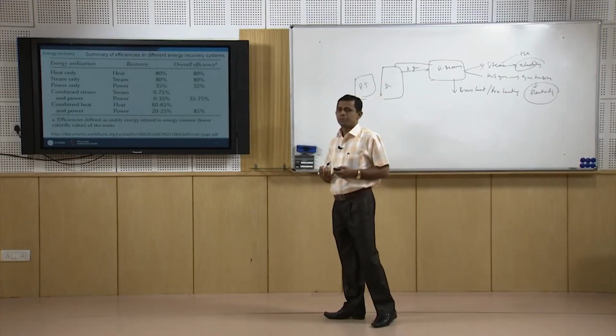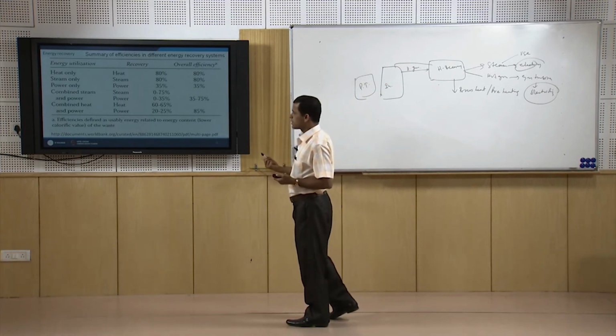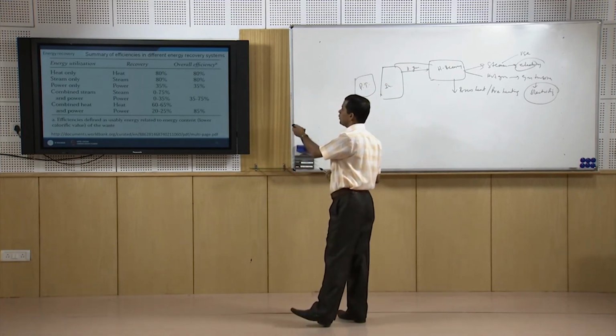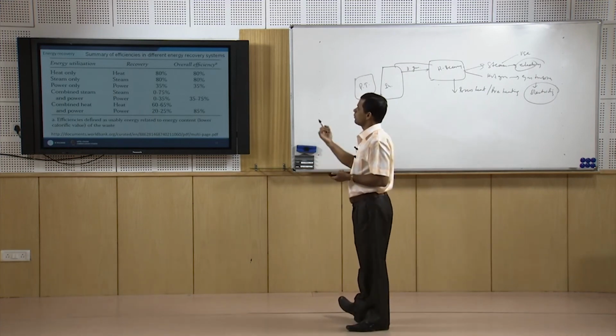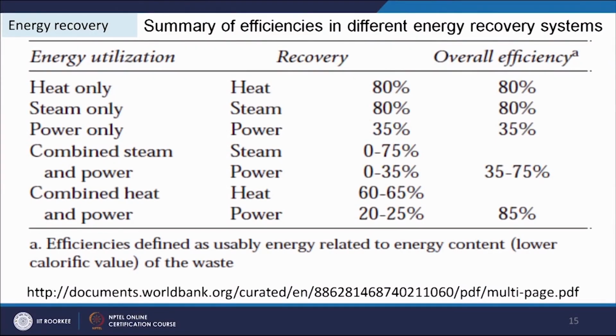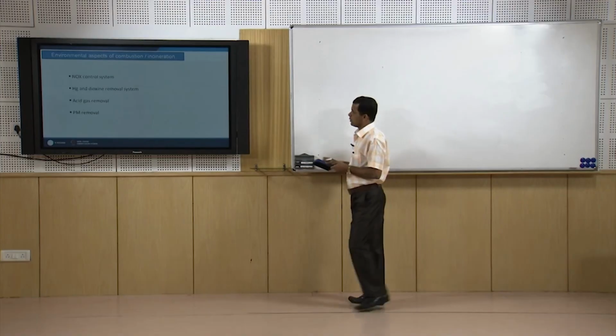Combined steam and power, we can produce both steam and power. In that case, we can get steam recovery 0 to 75% and power recovery 0 to 35% and overall efficiency is 35 to 75%. And if we use combined heat and power, then we can get 60 to 65% recovery for heat and 20 to 25% for power, and overall efficiency is 85%. So, here the maximum overall efficiency is 85% when we go for heat and power application. This is taken from some reference as given here.